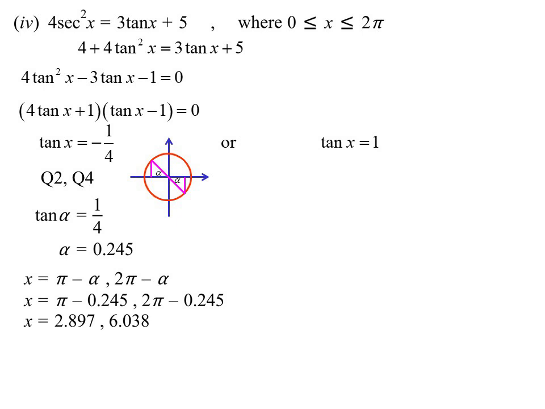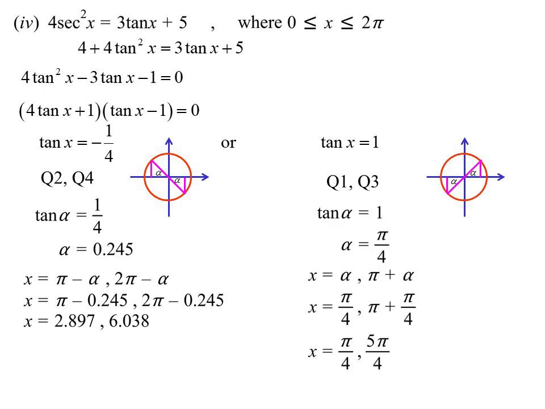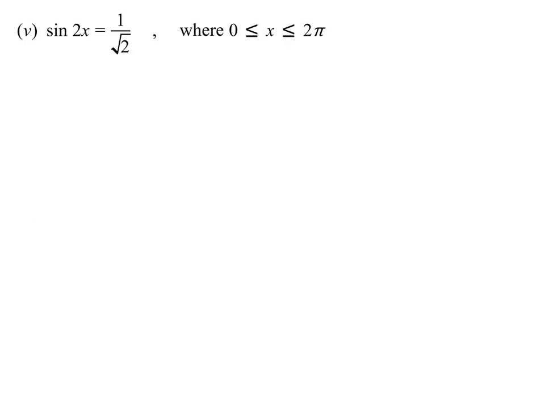Tan x equals 1. Of course, now the challenge is to put these 4 in order, because we like writing our answers in order. Which one's bigger? Pi on 4, 2.897, 6.038, or 5 pi on 4? Which one's the biggest? That's what I mean. It's really, remember, a radian actually is quite large. There's the correct order. It goes pi on 4, then 2.897, 5 pi on 4, then 6.038.